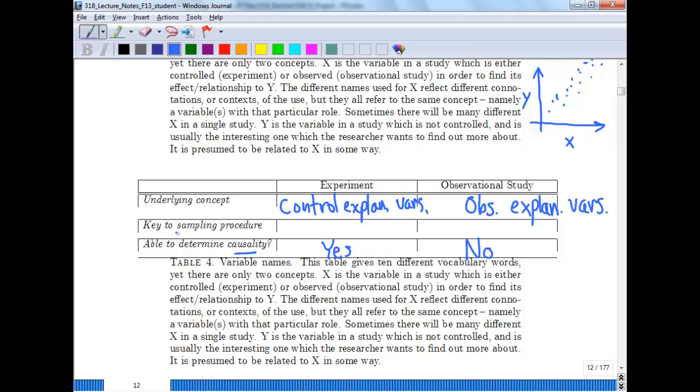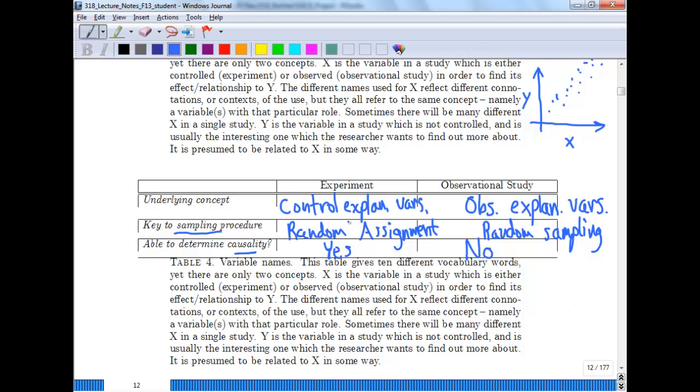Now, how do we achieve this? Well, in the experiment, we use random assignment. Whereas in the observational study, we rely upon what's called random sampling. And these were mentioned some in the book, so I don't need to go into detail about that here. Okay, that boils it down.